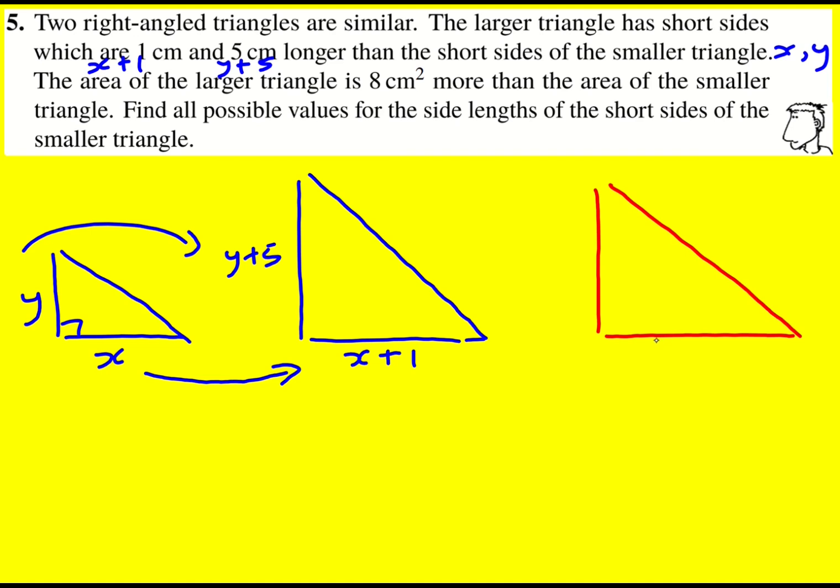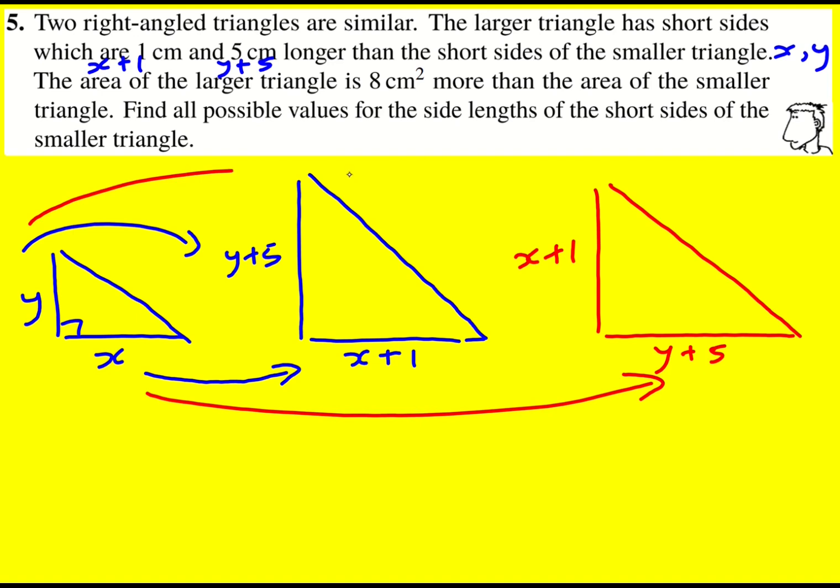Because you could have y plus 5 down here and x plus 1 up here, and then actually x matches to y plus 5 and y matches to x plus 1. So there's going to be two cases to consider.